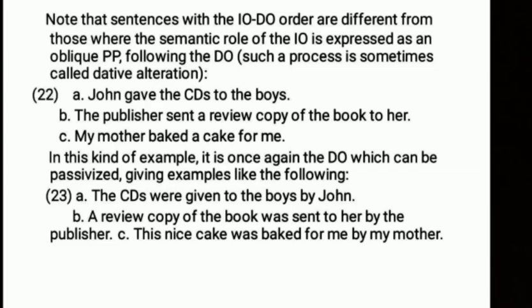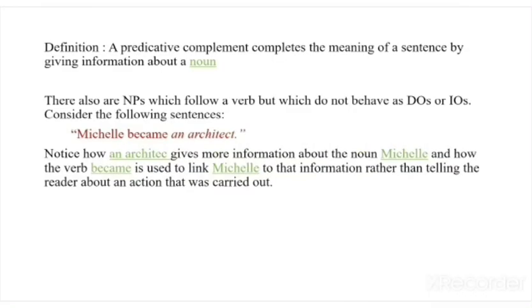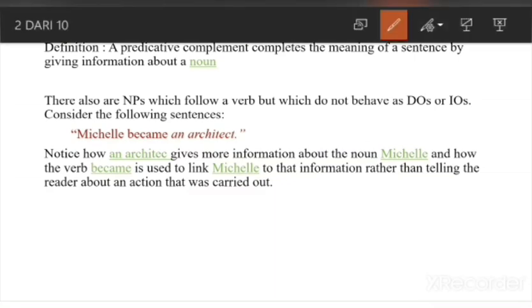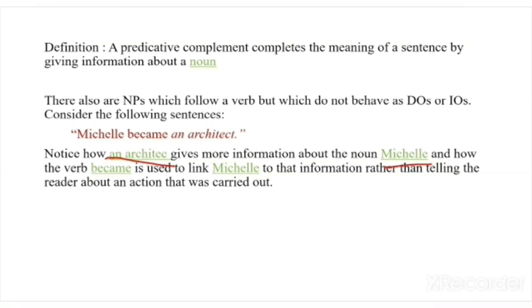Thank you. Predicative complement. A predicative complement completes the meaning of a sentence by giving information about a noun. For example, Michelle became an architect. Notice how an architect gives more information about the noun Michelle and how the verb became is used to link Michelle to that information rather than telling the reader about an action that was carried out.